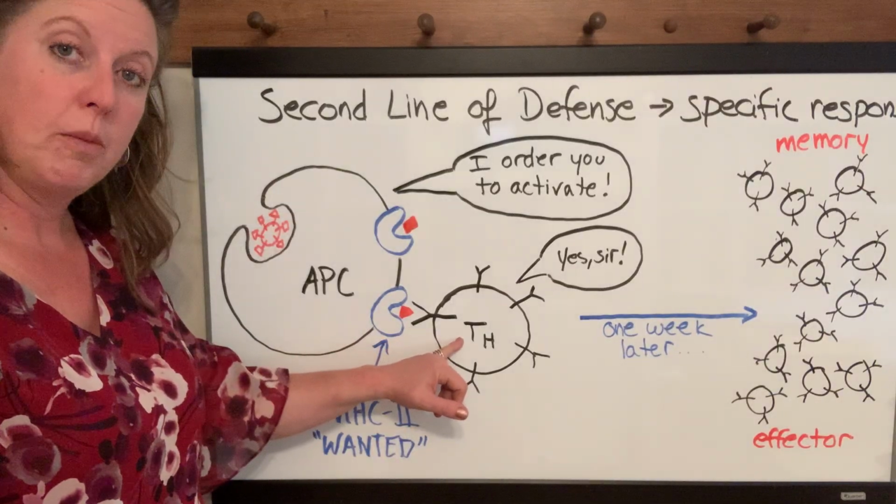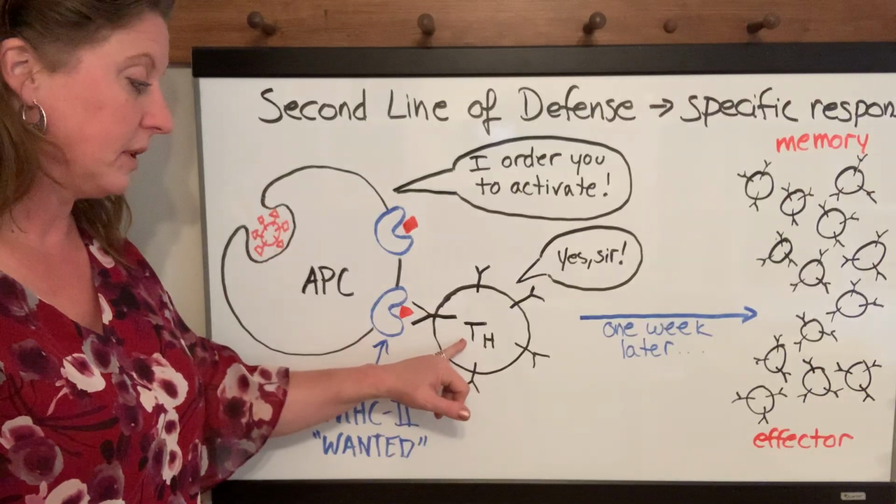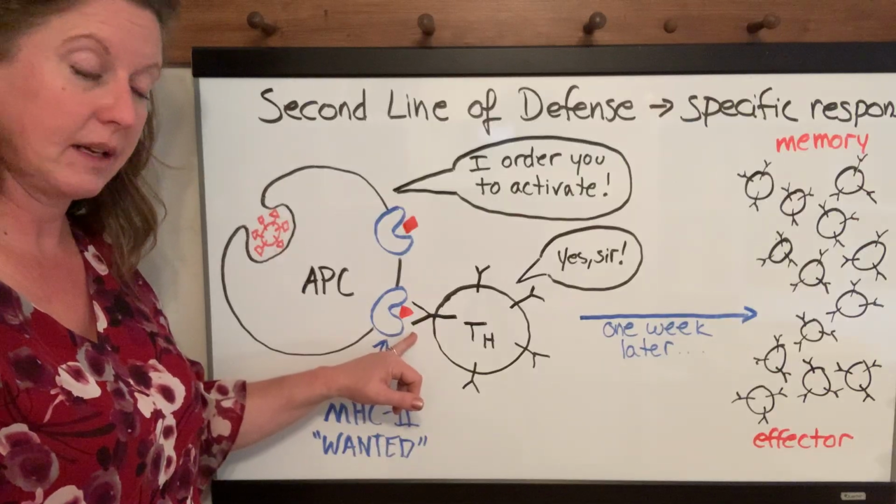Eventually, it will find a helper T cell. It always has to be a helper T cell first. It finds a helper T cell that will recognize at least one of the antigens that it's presenting.